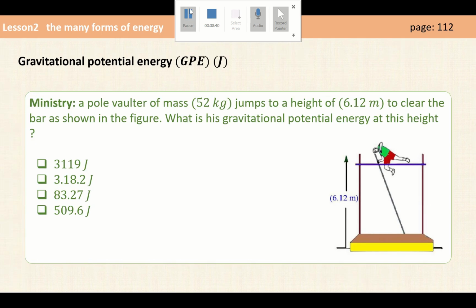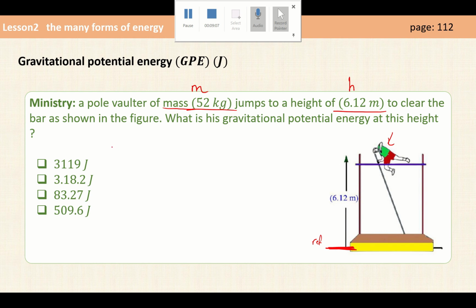Let's see this question. A pole vaulter of a mass 52 kilograms. So given here is the mass of this pole vaulter. We're going to symbolize it with M. Jumps to a height of 6.12 meters. So that's the height, H. And you can see that the height is measured from the ground. So the ground here is the reference level.